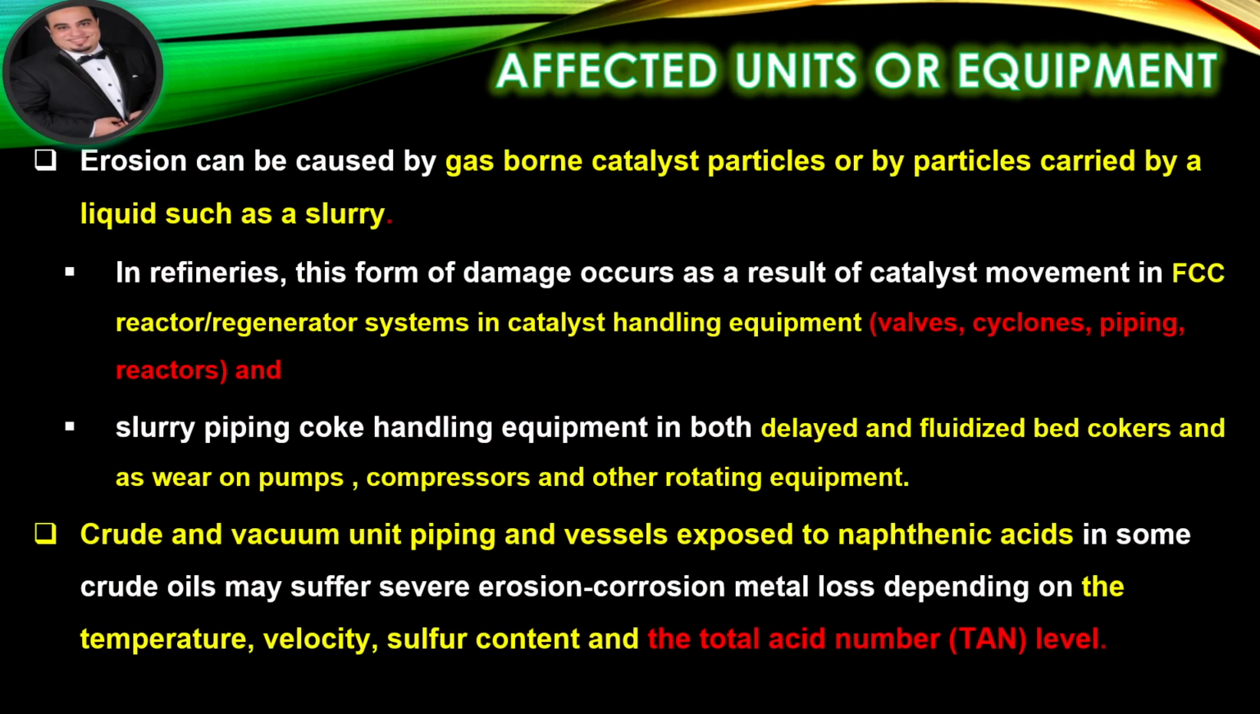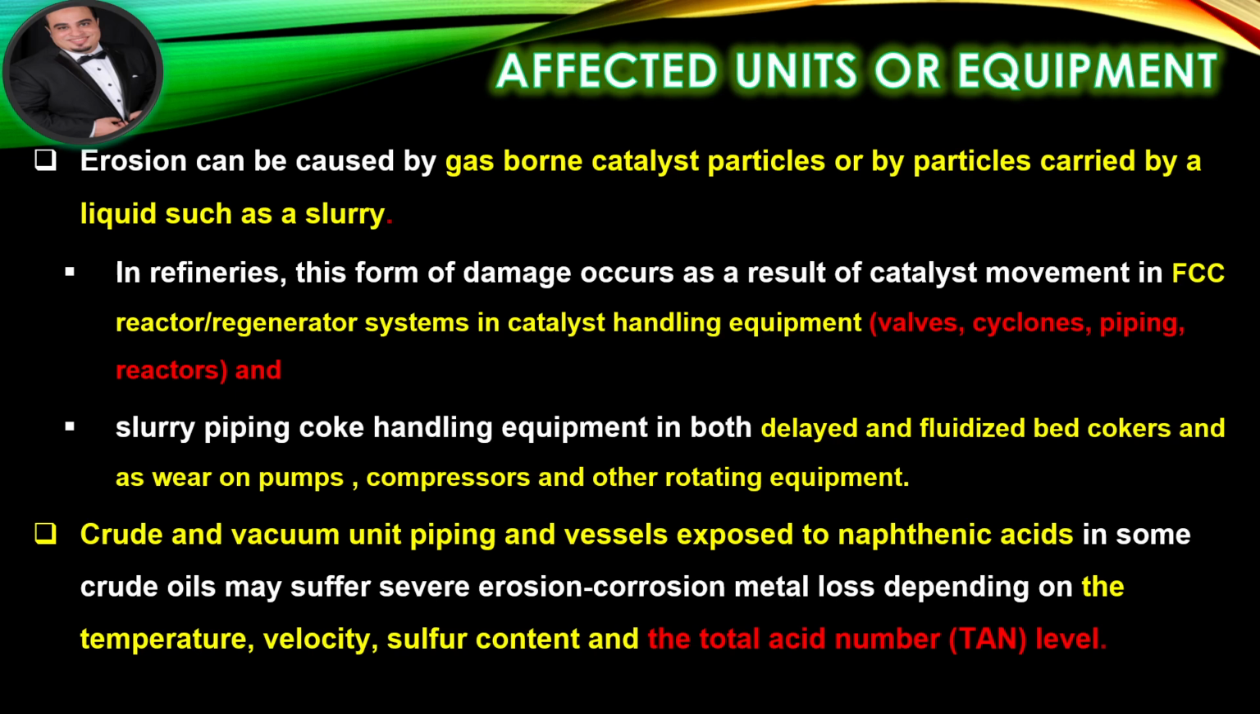Affected units or equipment. Erosion can be caused by gas-borne catalyst particles or by particles carried by a liquid such as a slurry. In refineries, this form of damage occurs as a result of catalyst movement in FCC reactor regenerator systems, in catalyst handling equipment, valves, cyclones, piping, reactors, and slurry piping, coke handling equipment in both delayed and fluidized bed cokers, and as wear on pumps, compressors and other rotating equipment.